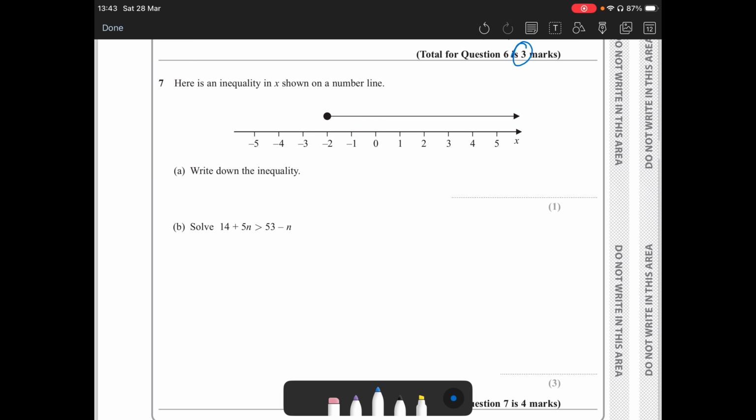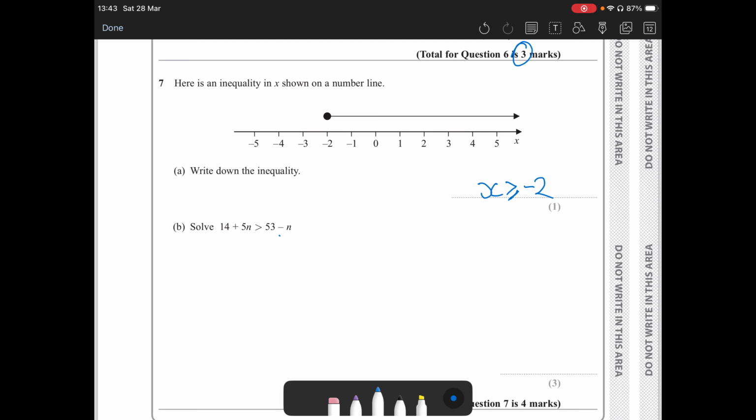Very cool. Let's go with number 7. Okay, what inequality is this? Well, x are numbers bigger than -2, but also because it's shaded in, it's also equal to -2, so greater than or equal to -2. Part B, solve. Solve the same way you would do any equation.